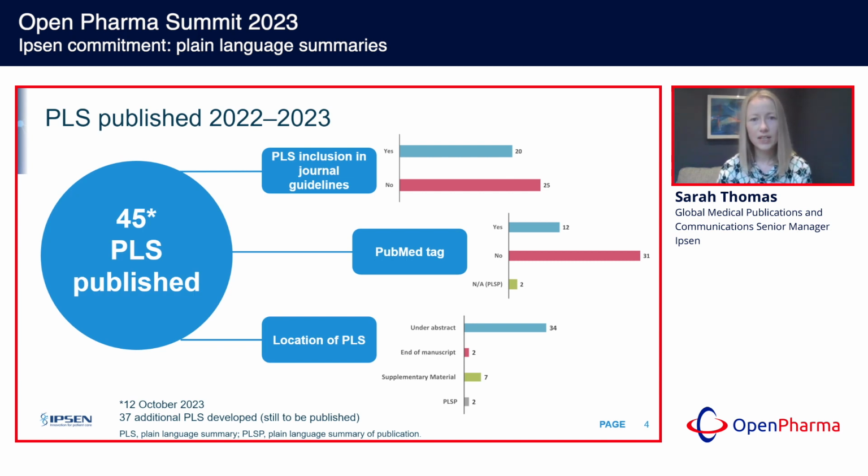In terms of the location of the plain language summary within the article, most have appeared just under the abstract within the main body of the manuscript, with some only allowed in the supplementary material. And again, we're hoping that all will soon be allowed within the main article to improve discoverability. We've had the odd case of a journal not allowing the inclusion of a plain language summary, and so we're looking at the moment into the best way of being able to share these to ensure that all are accessible.